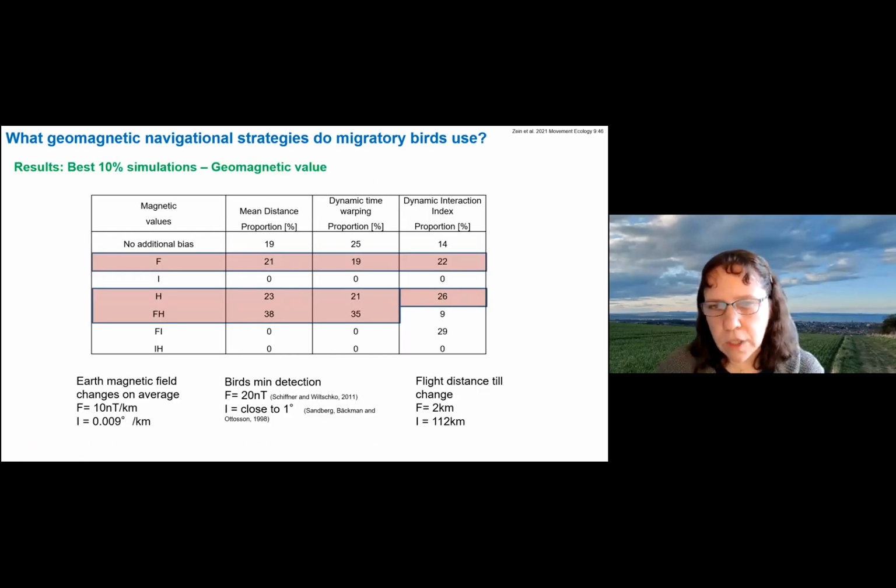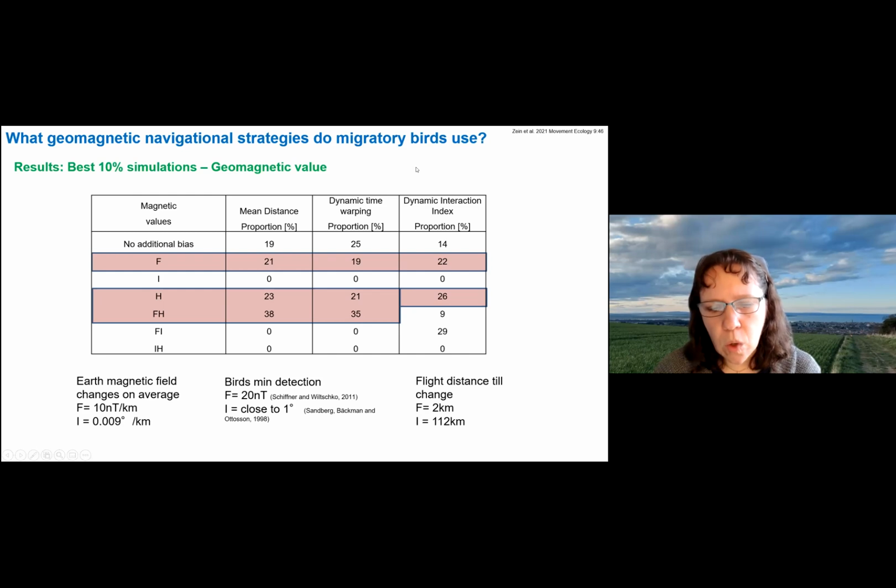And you can read all the results in the paper. I will just show you one which is really striking, which is that when we looked at the top 10% of simulations, we basically didn't find almost any using inclination. So what this table shows you is that here are the various values that were used in each strategy. So all the strategies with just intensity were here, with just inclination were here, and so on. And then I have three trajectory similarity measures: mean distance, dynamic time warping, and dynamic interaction index.